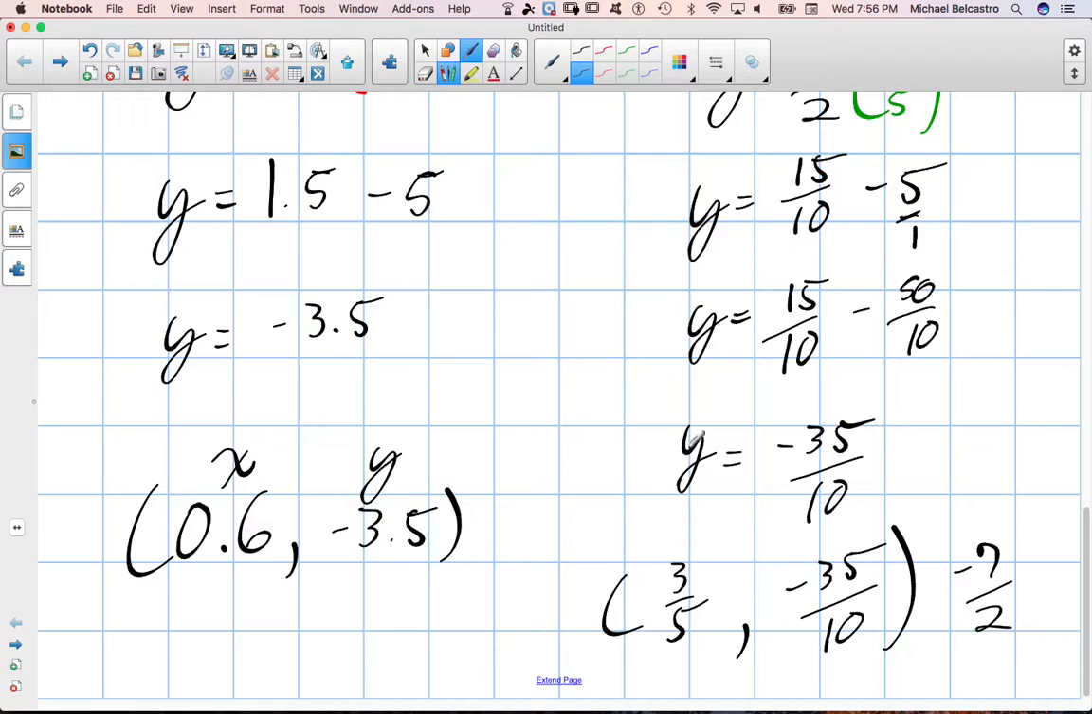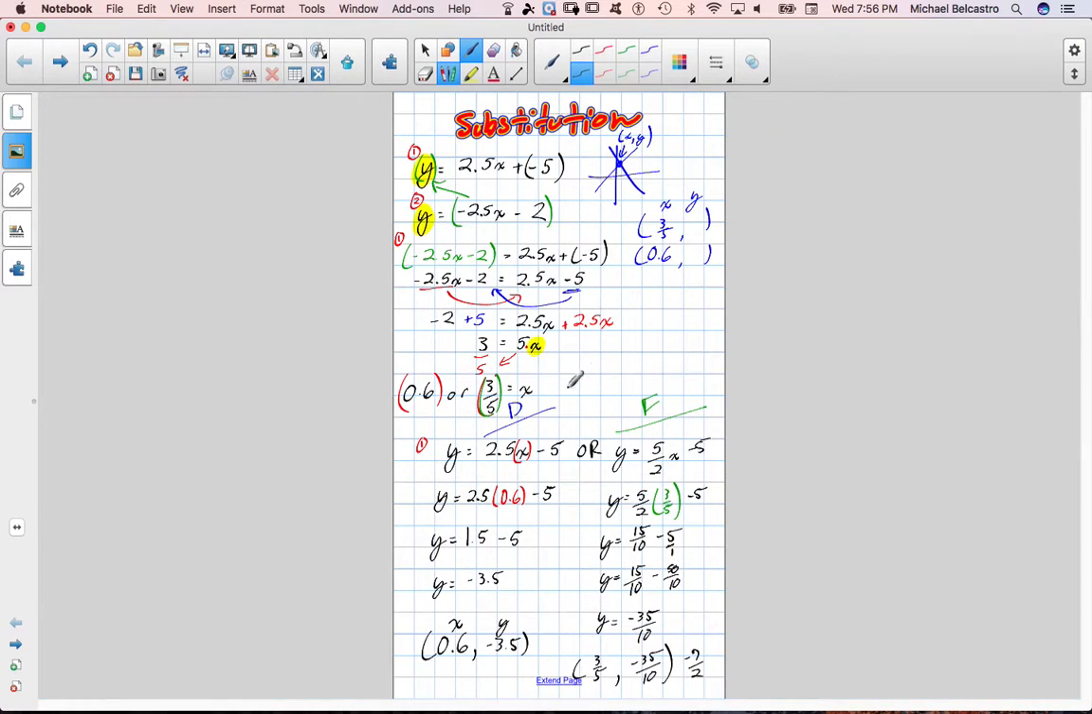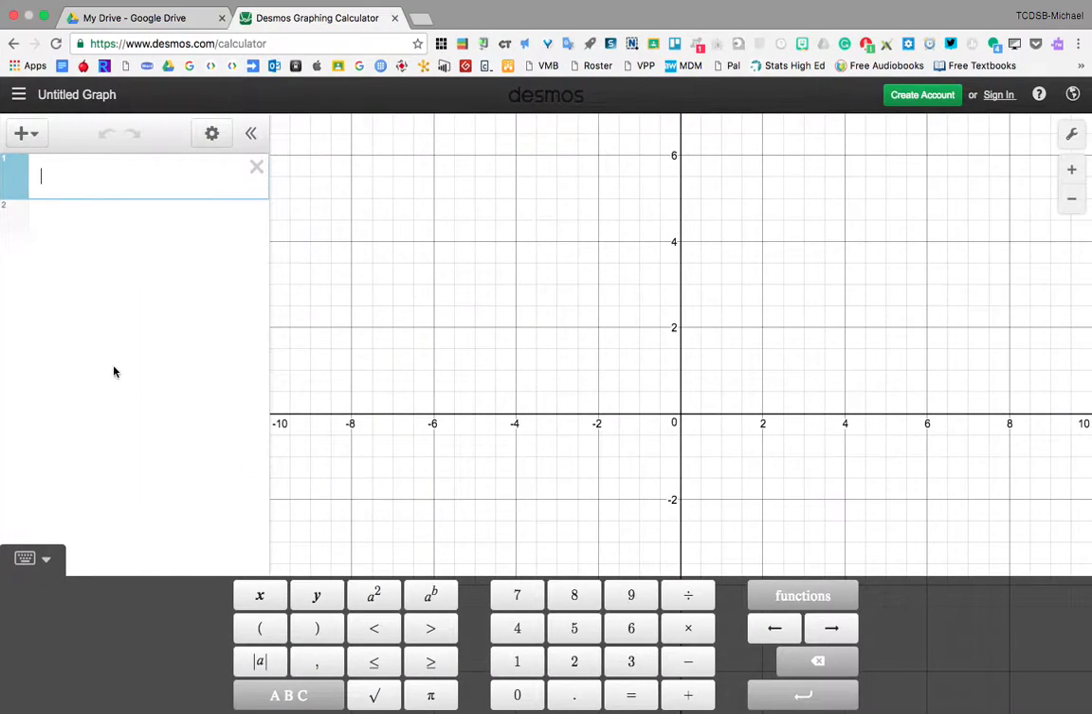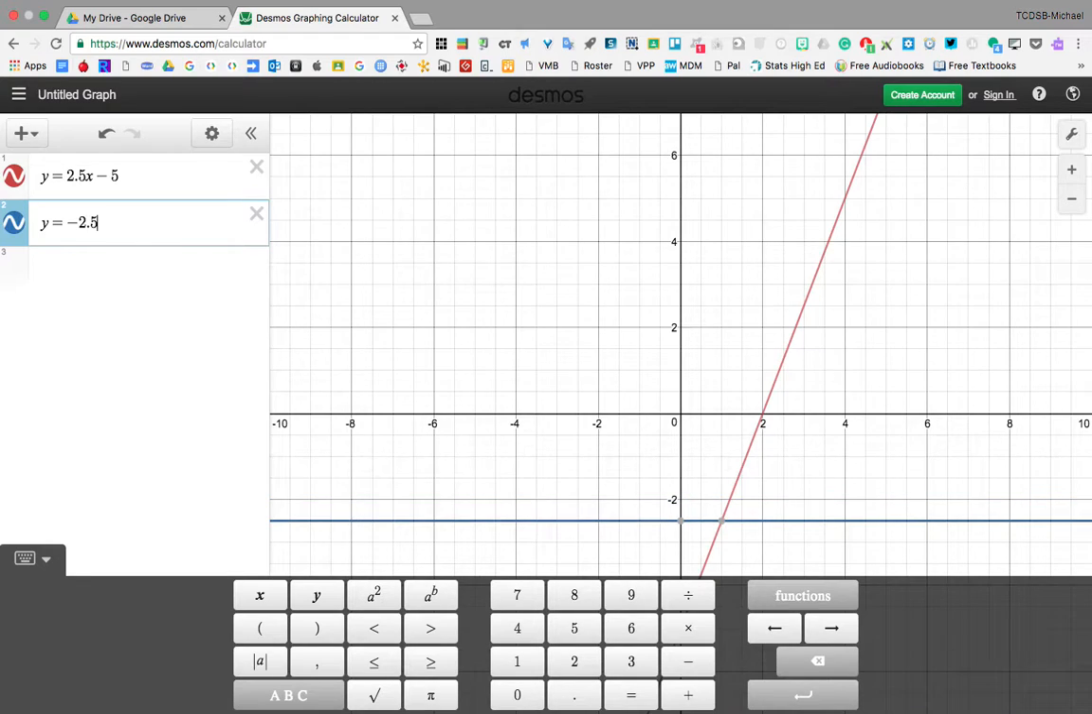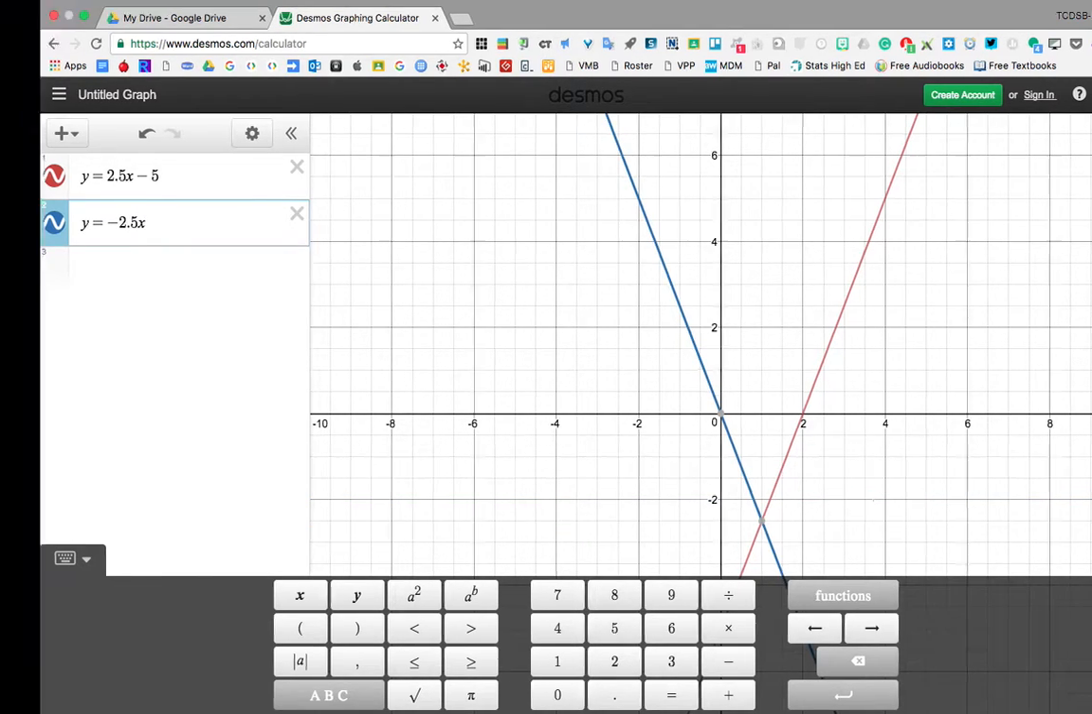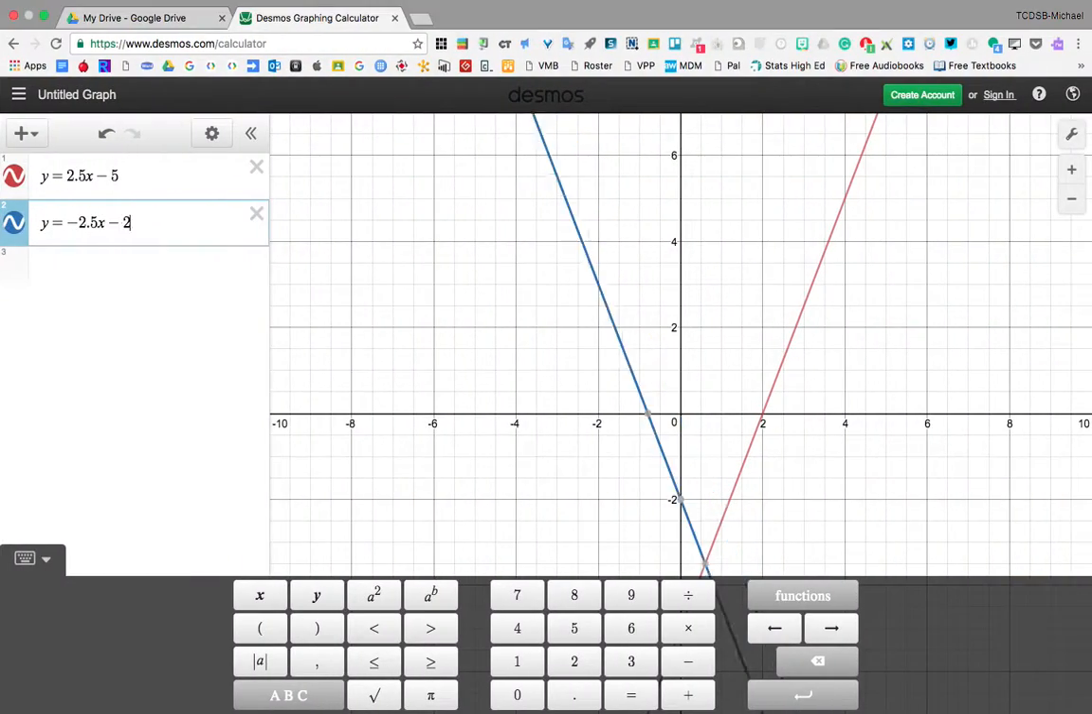So let's verify our answer. A lot of steps, mainly because it was a decimal question. It actually wasn't that difficult, and we decided to do both decimals and fractions when we solved. But if we put this into decimals, let's confirm our answer here. y equals 2.5x minus 5. y equals negative 2.5x, what was it? Negative 2.